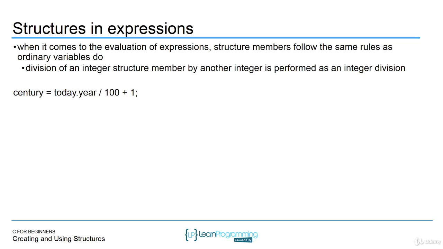I say today.year divided by 100 plus 1. Perfectly valid because year is an int, no different than using a regular variable of type int. You just access it differently by using that member selection operator.